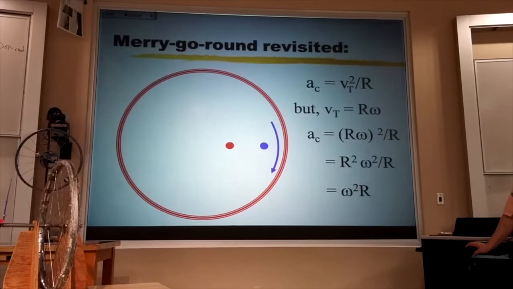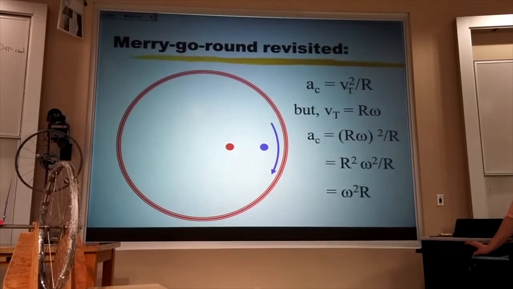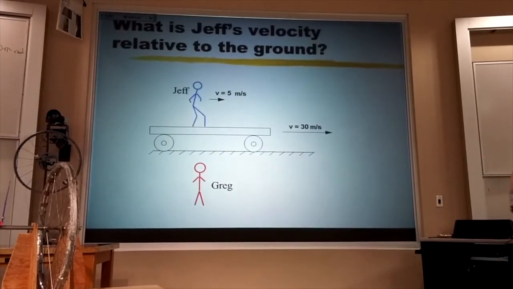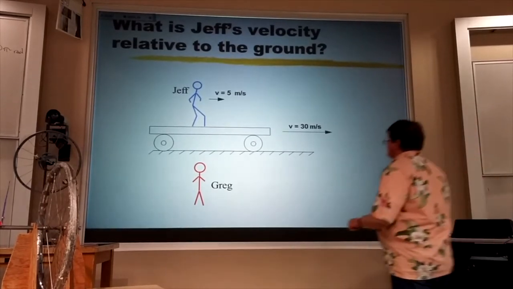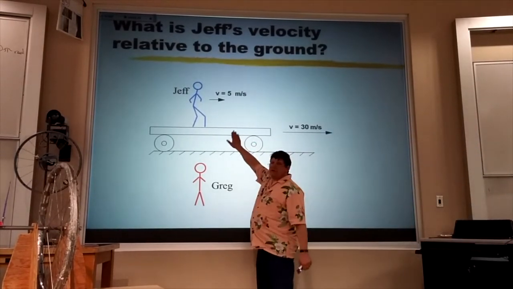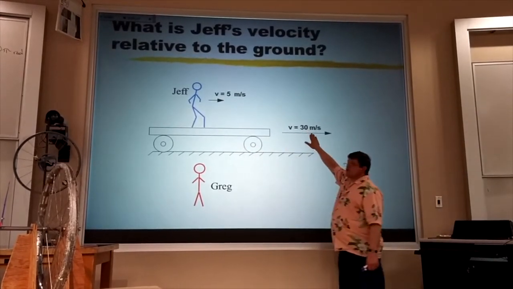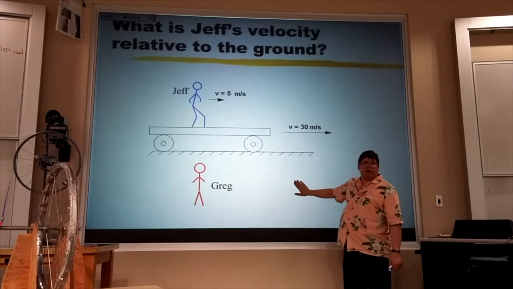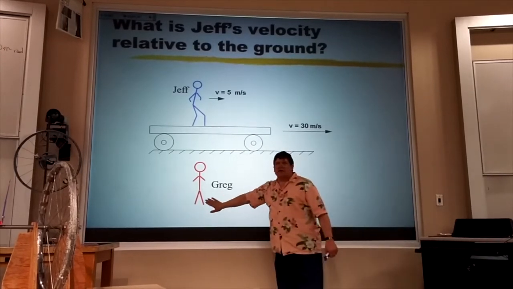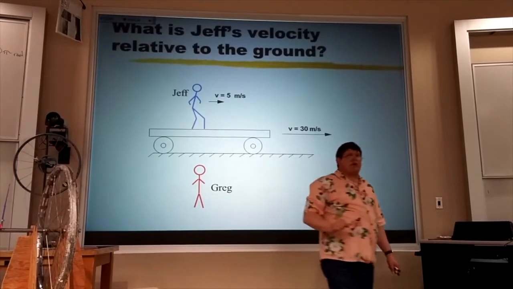Okay, one more big idea before I let you go. And I'm going to introduce this with a little bit of a review. If Jeff is moving at 5 meters per second relative to this boxcar, and the boxcar is moving 30 meters per second relative to the sidewalk, Greg standing on the sidewalk thinks that Jeff is going how fast?